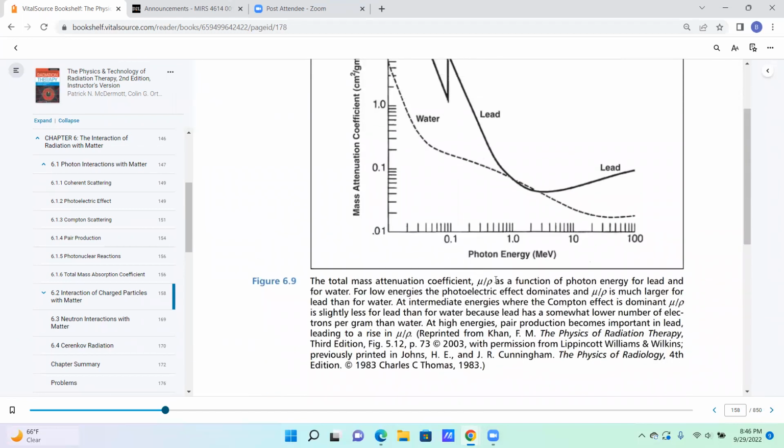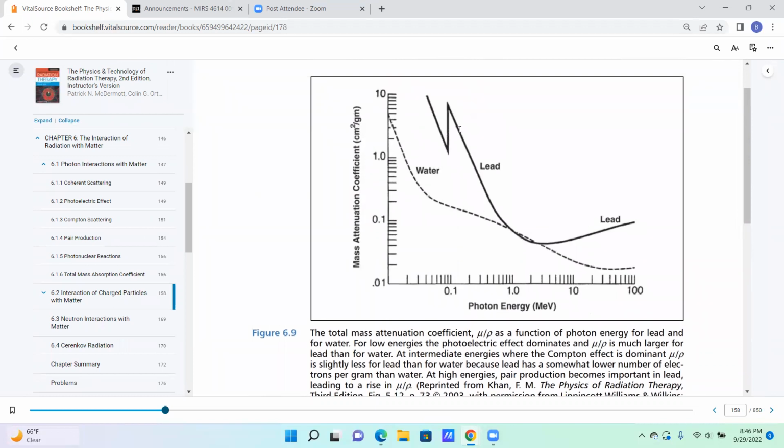So the total mass attenuation coefficient as a function of the photon energy for lead and for water. For low energies, the photoelectric effect dominates and is much larger for lead than it is for water. At intermediate energies, they're going to be roughly the same. And then at high energies, pair production becomes more important in lead.